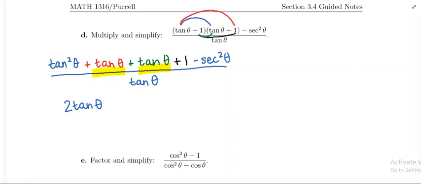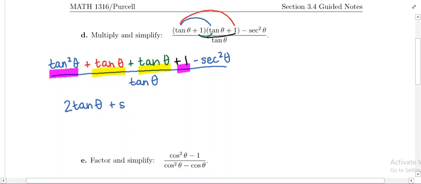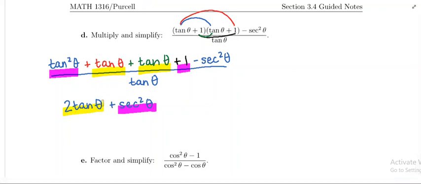Now here's the kicker with the identity. This term, tangent squared theta plus 1, is secant squared theta. Tangent squared theta plus 1, what I have underlined in purple, those combine to be secant squared theta. I'm going to put that in purple right here, and then I'll put this in yellow because that's how I had it highlighted. Hopefully with color coding you can see where all these pieces are going.